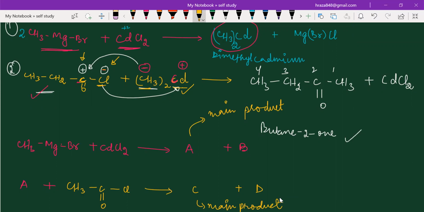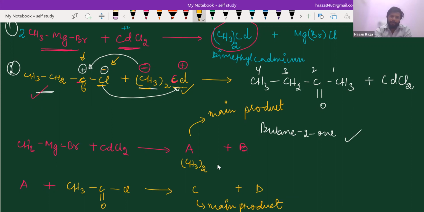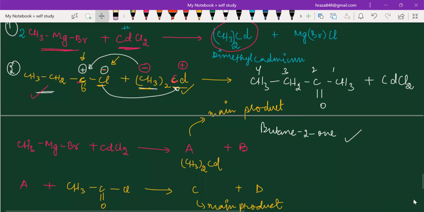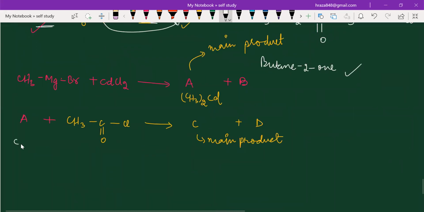So A is dimethyl cadmium. Like this, Alan, right? Yes, sir. And C would be propan-2-one.